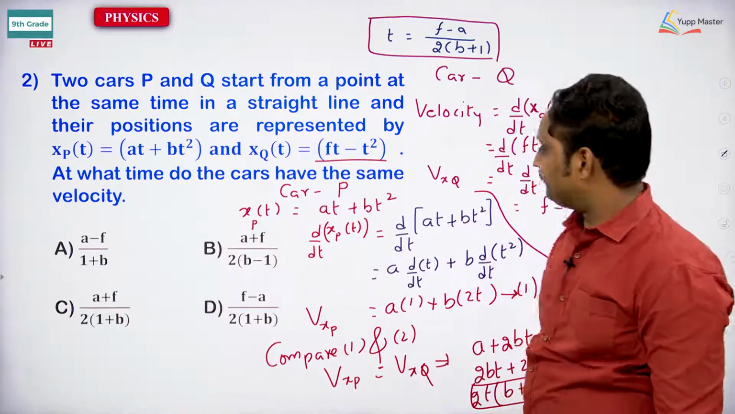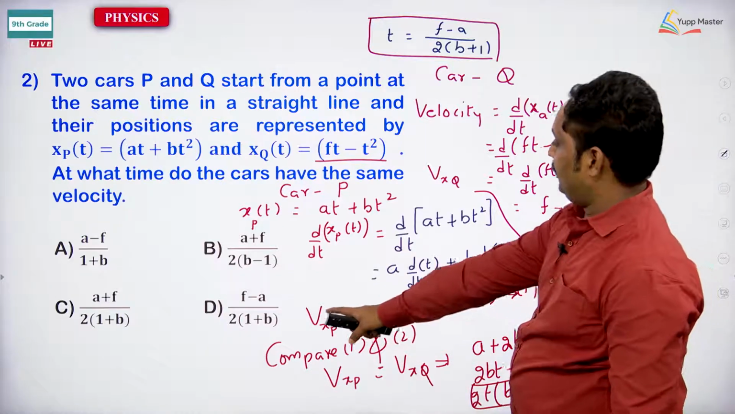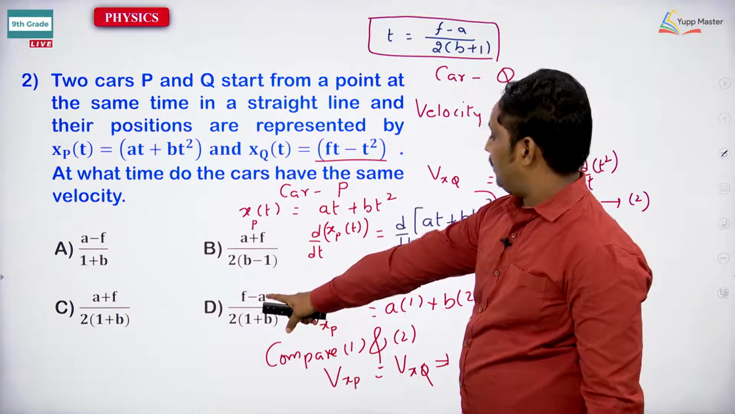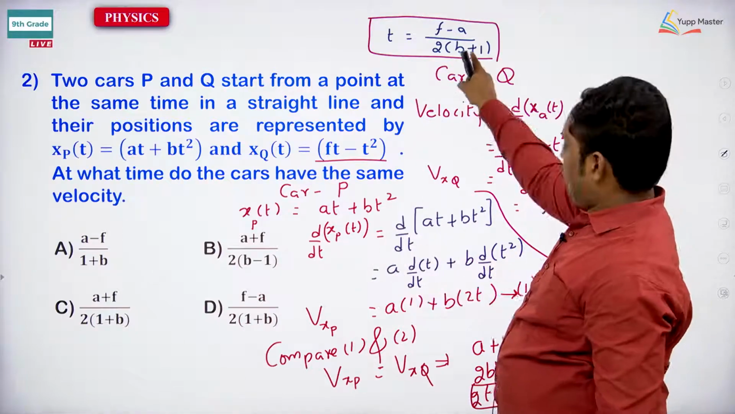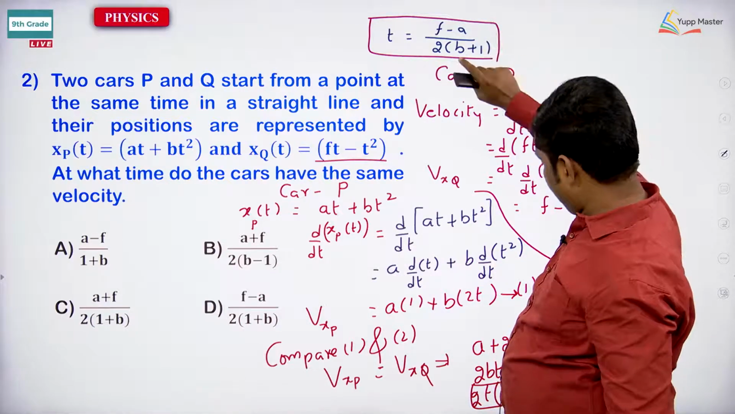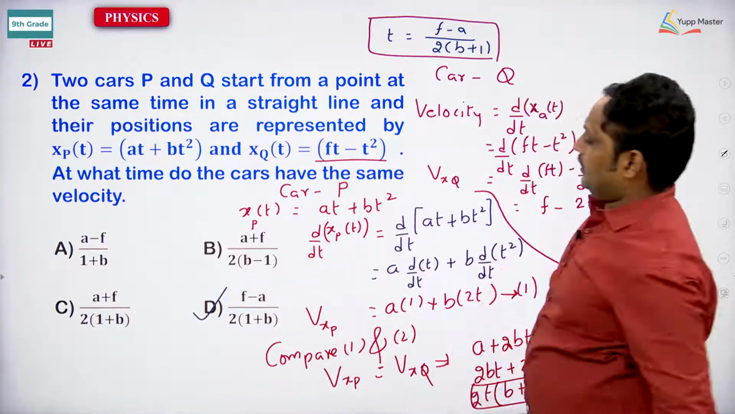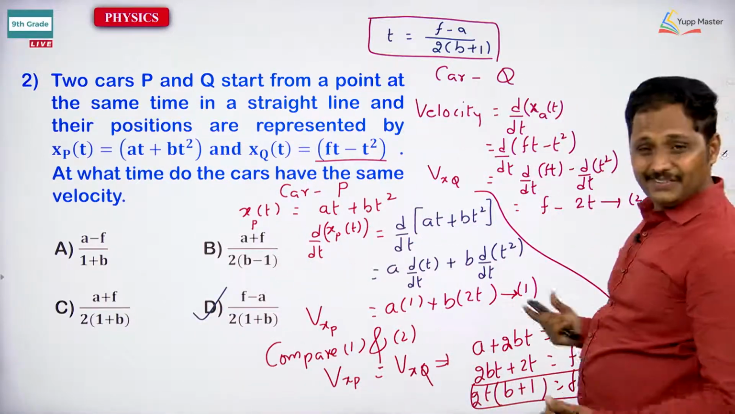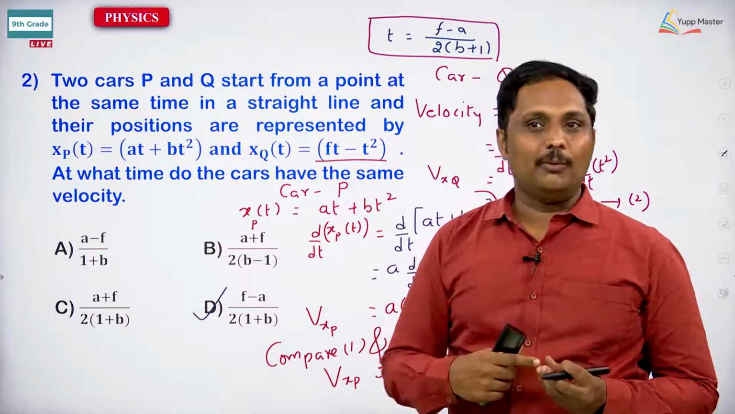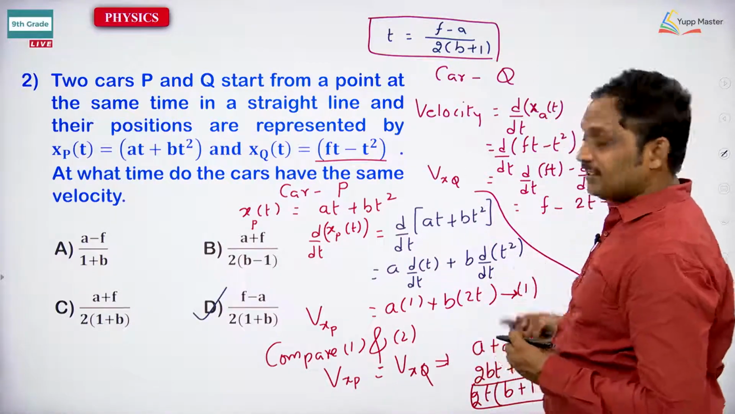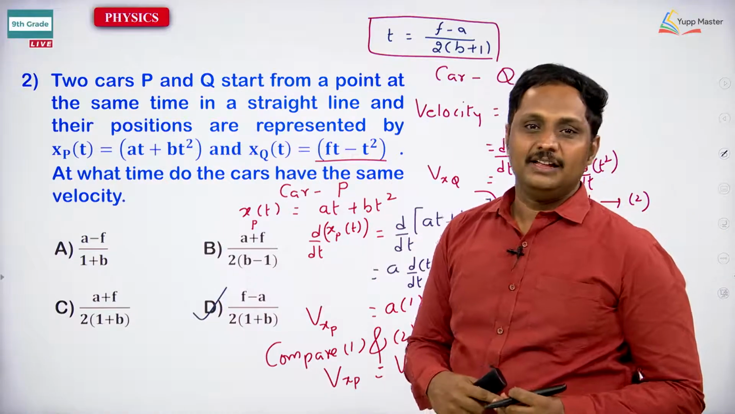Let us see. I think this one is going to match the answer, f minus a over 2 into (b plus 1), or 1 plus b, okay, it is clear. This is the correct answer. By this time they are going to meet. This is a very simple approach by which we can solve the problem. It is very clear. I hope you have a good observation.